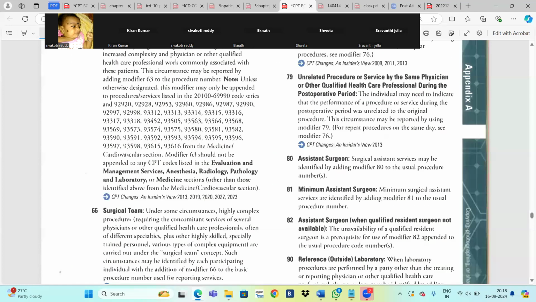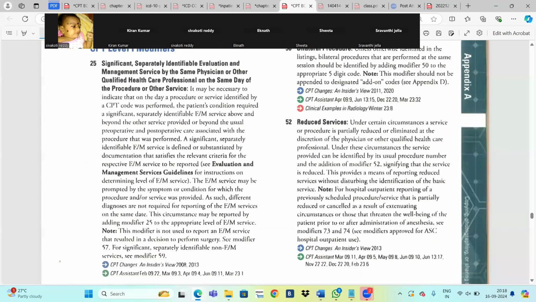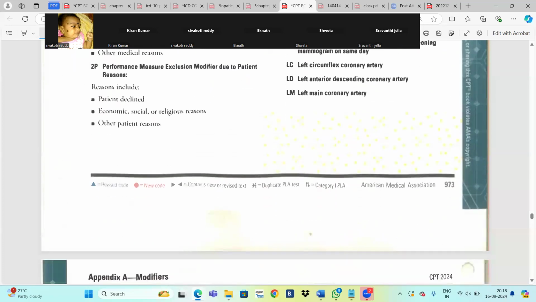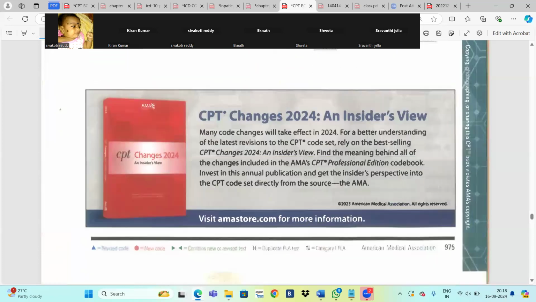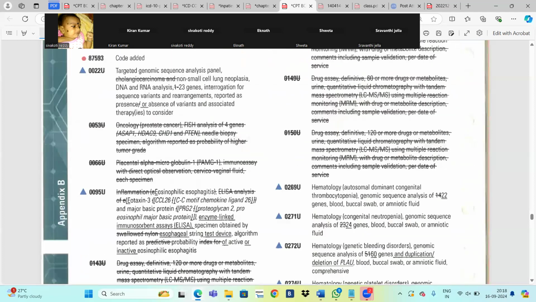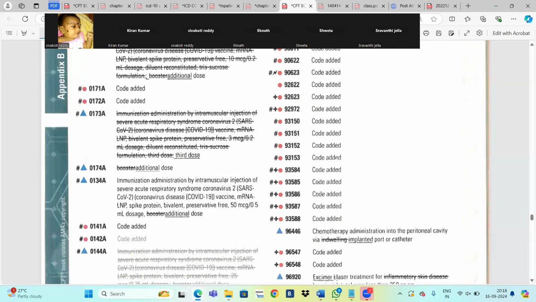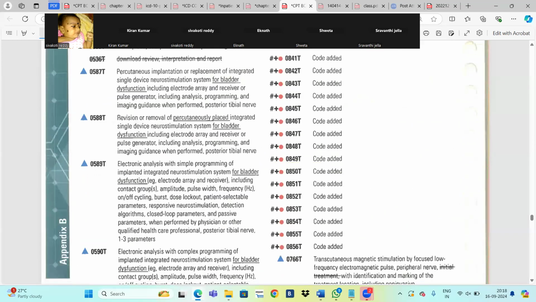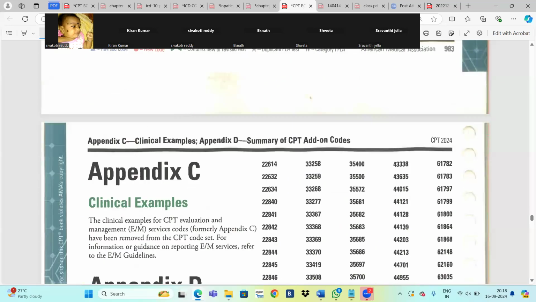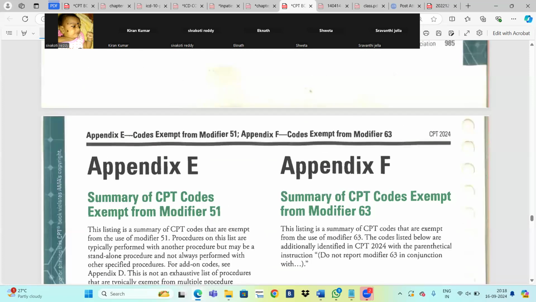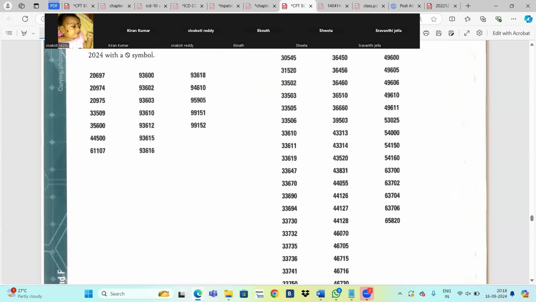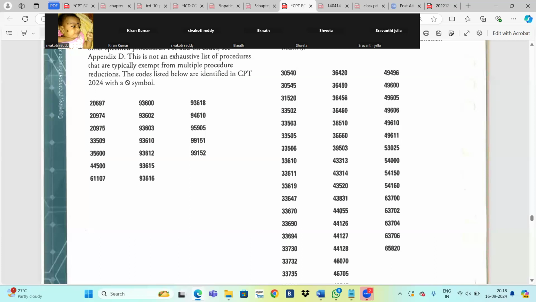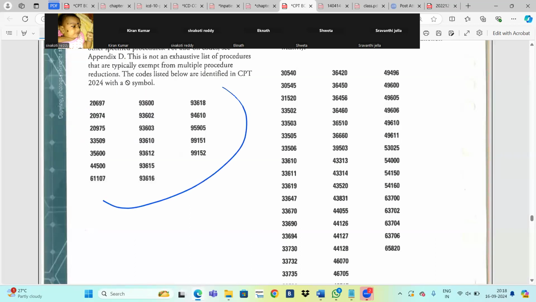Only that particular modifier we don't use, not all. Only the 51 modifier. See appendix E, these are the codes only. Suppose I go to 20697.